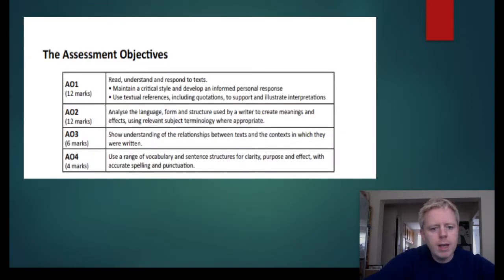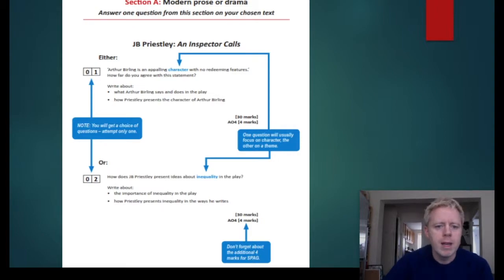Okay, brief reminder as to the assessment objectives. As with the other sections on AQA, it's a 30 marker, and the 30 marks are divided into AO1, 12 marks, AO2, 12 marks, AO3 context, 6 marks, plus 4 marks for SPAG in this. So have a little read through what's required there. I mean, you should know these by now, but we'll cover all these as we progress through this video.